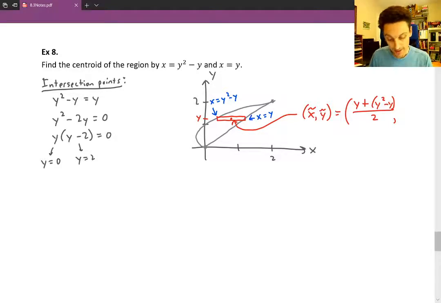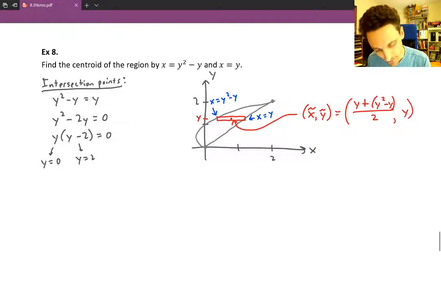Then y tilde is just going to be y, right? These are infinitely thin rectangles, so the center of mass of those rectangles, y tilde, will just be the y value of the infinitely thin rectangle. So we can simplify this to just y squared over 2 comma y.